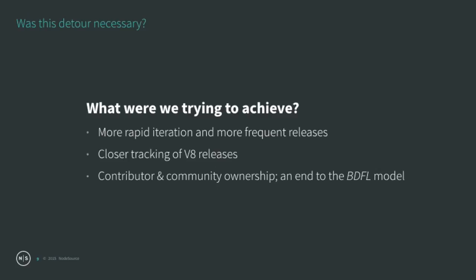Well, this is what we were trying to achieve. We wanted more rapid iteration and more frequent releases from core. It just slowed right down. It looked like a dying platform. We wanted closer tracking of V8 releases. Node had become irrelevant to V8, and people were itching to use some of the new features that were coming into their browsers that just weren't available in Node core.